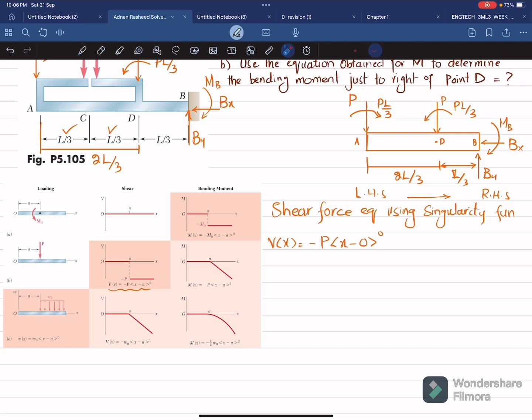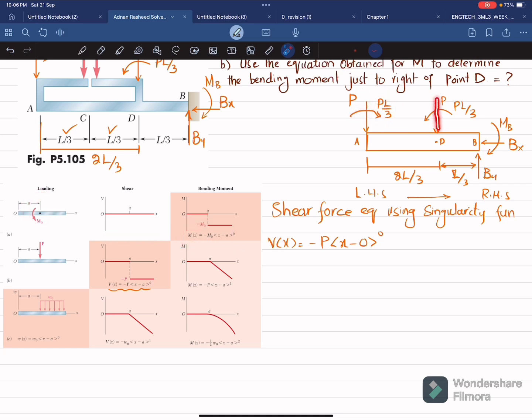Now at this point, you can have this moment as well, which is PL over 3. So the equation for the moment is this one, and for the shear force, the moment is not producing any shear force. So this term will be 0.